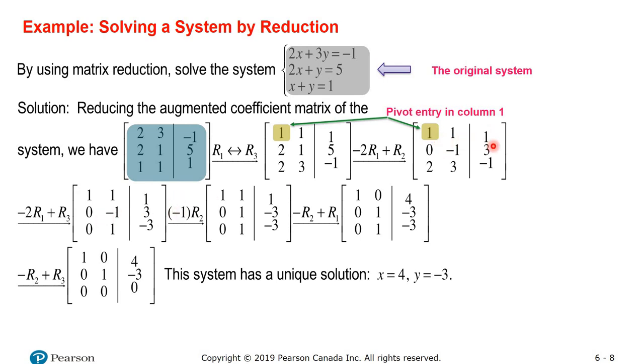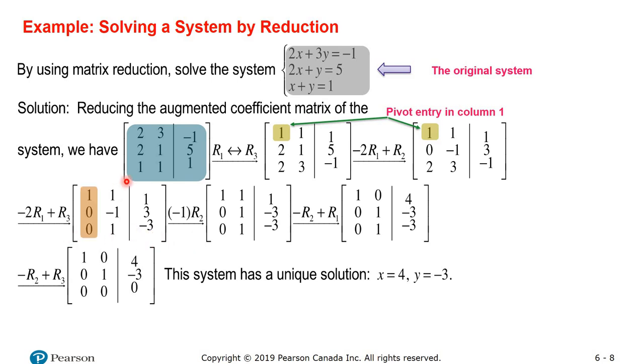So what are the entries in row 1? It was 1, 1, 1, and here it has been rewritten, 1, 1, 1. What are the entries in row 2? It is 0, minus 1, 3, and here it has been rewritten as 0, minus 1, and 3. But row 3 will now change, and how will it change? It will change according to this row operation. I need minus 2 times row 1 plus row 3. So minus 2 times 1 plus 2 gives me 0. Minus 2 times 1 plus 3 gives me 1. Minus 2 times 1 plus minus 1 gives me minus 3. And that's the new entries in row 3.